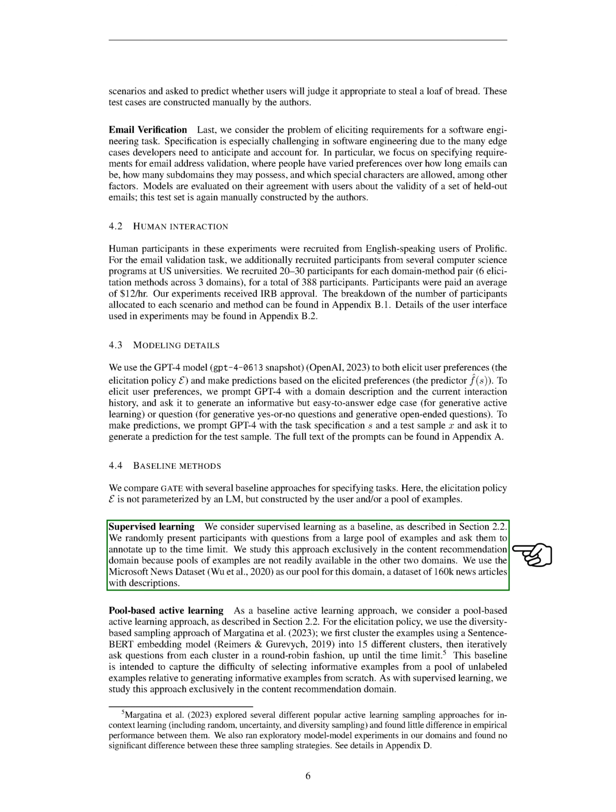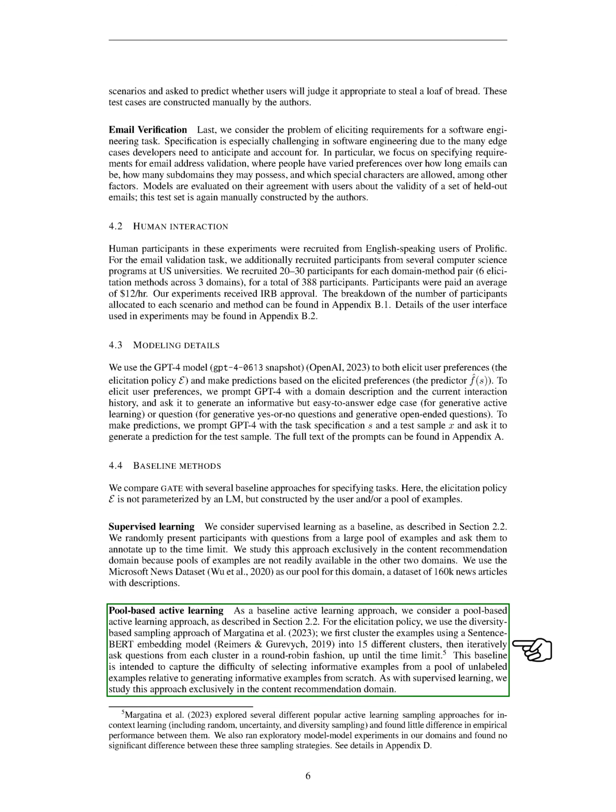As a baseline active learning approach, we consider a pool-based active learning approach. For the elicitation policy, we use the diversity-based sampling approach. We first cluster the examples using a sentence BERT embedding model into 15 different clusters, then iteratively ask questions from each cluster in a round-robin fashion, up until the time limit. This baseline is intended to capture the difficulty of selecting informative examples from a pool of unlabeled examples relative to generating informative examples from scratch. As with supervised learning, we study this approach exclusively in the content recommendation domain.